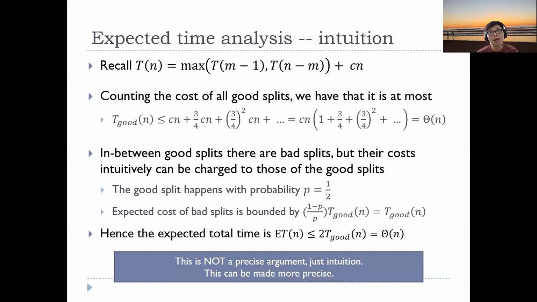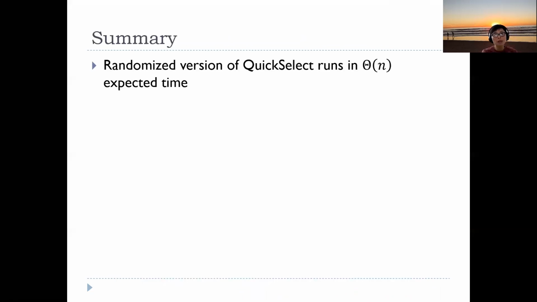This, of course, is not a precise argument, just providing some intuition. This can be made more precise by using an inductive argument, which is a little bit involved, so we'll just skip it in this class. Okay, so what we just said is that QuickSelect in the worst case runs in quadratic running time. However, if you add randomness into it, then the expected running time of QuickSelect becomes only linear, which means in practice, on average, it runs pretty well.